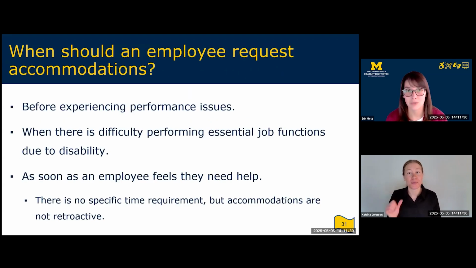Another question we get is, when should an employee request an accommodation? We suggest before there are performance issues. Though there is no specific time frame where an employee must request an accommodation, it's always wise to request an accommodation as soon as there is difficulty performing essential job functions because of the employee's disability. So as soon as they realize they need help, they should reach out to our office, because accommodations are not retroactive.